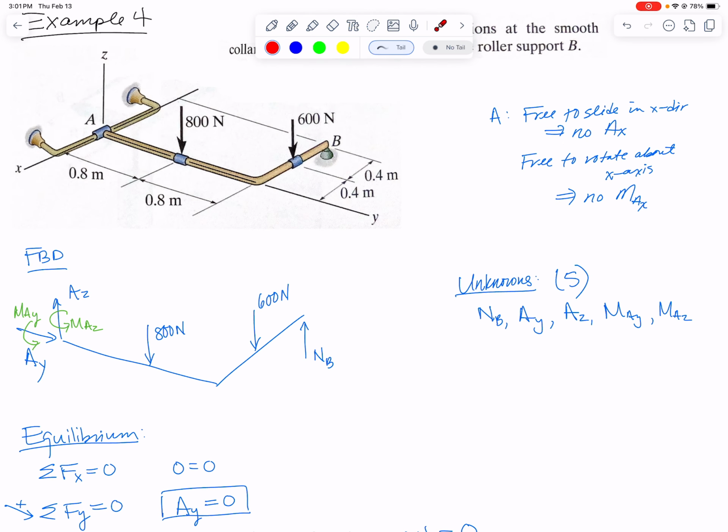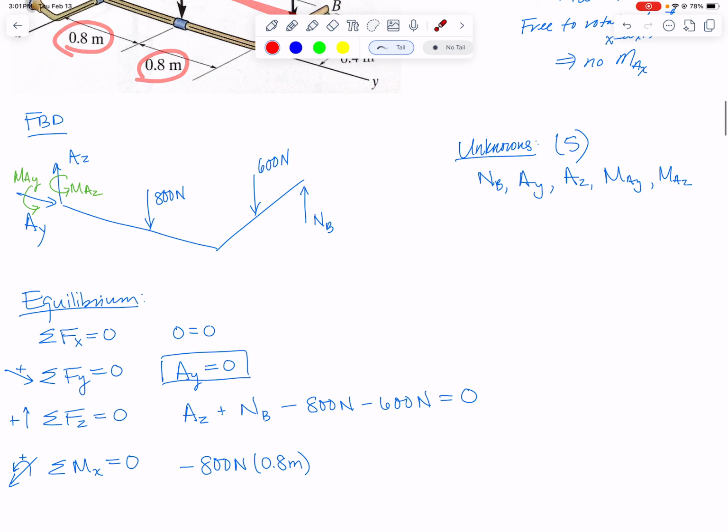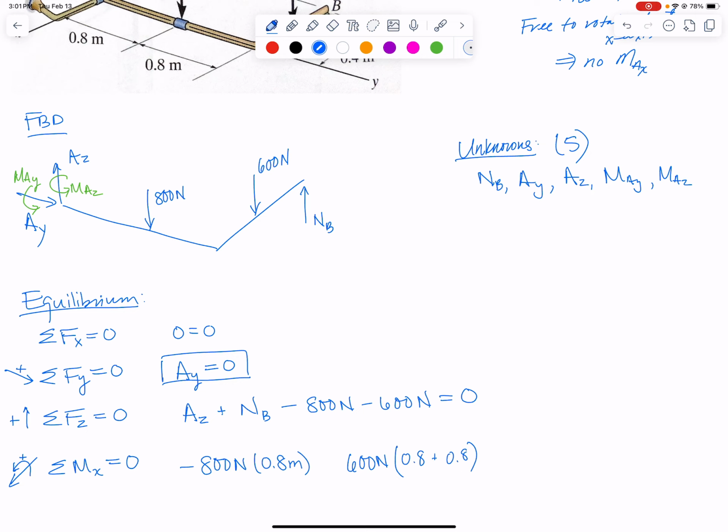Moving along to the 600 newton force, my x-axis is back here. The 600 newtons is a long distance away, so there will be a moment, and there's my perpendicular distance. So from the axis to the force, the perpendicular distance is 0.8 plus another 0.8. So I will have 600 newtons, and my distance is 0.8 plus 0.8, or 1.6 meters.